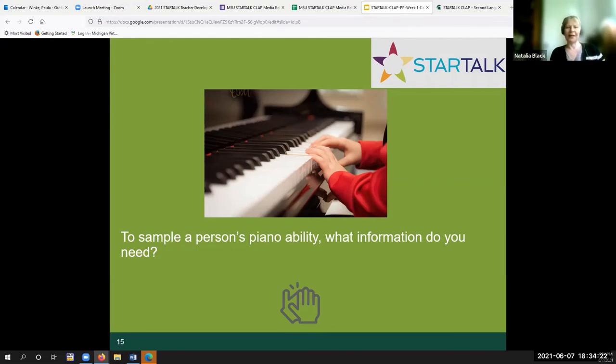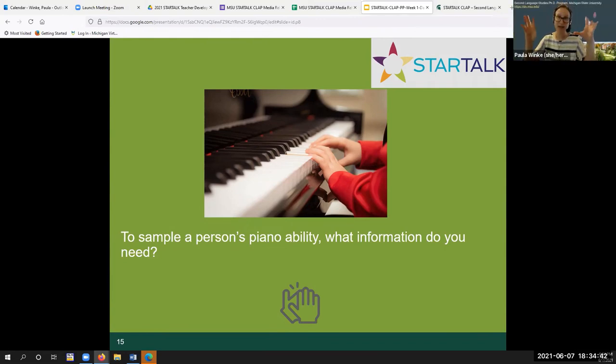Well, you mean what kind of assessment? Yeah, you could think of it as what kind of assessment. What assessment would you do? I would ask, what is your favorite piece, and would you like to perform it? That's what, if it's about piano.